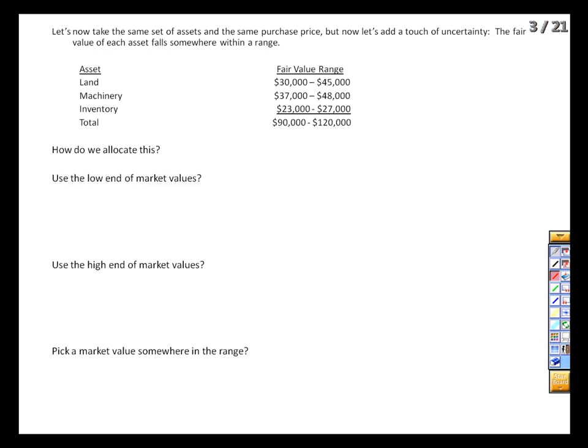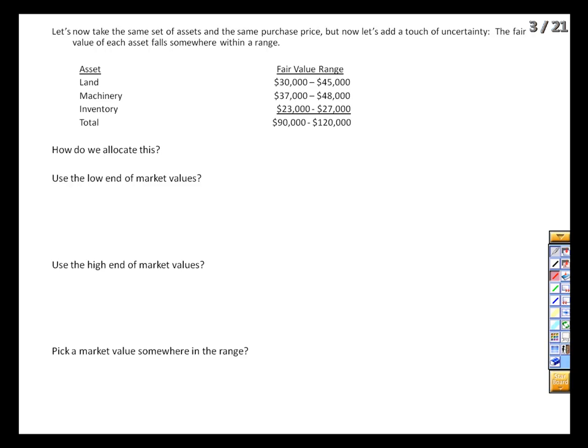What if we've got a range of values? So here we have the same three assets, but now our market values fall into ranges rather than being specific amounts. The land could be anywhere between 30 and 45, and so on. If you think about this, this is a much more realistic scenario. How do we know how much the land is worth? Well, we know what the parcel next door sold for last year, and we know what this one sold for 3 years ago, and blah blah blah. It's going to be pretty hard to get a specific amount.